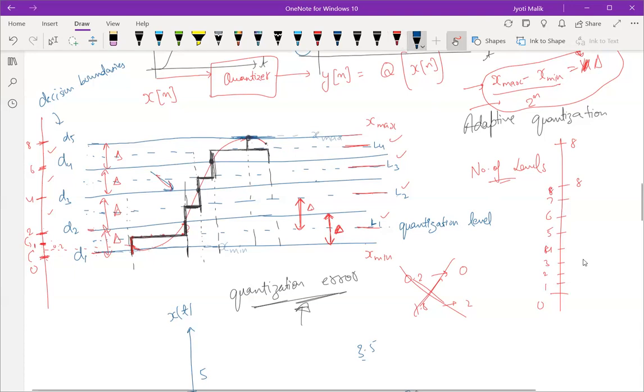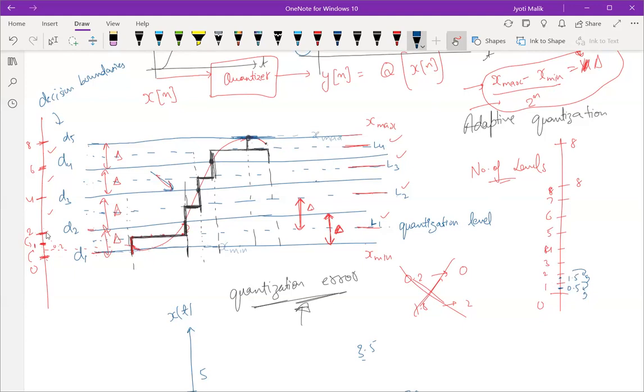Now you can see what will happen. The level will be the midpoint, this 0.5. This is 1.5. So basically what will happen now, 0 to 1 will be mapped to 0.5. 1 to 2 will be mapped to 1.5. Is the error reduced now, right?